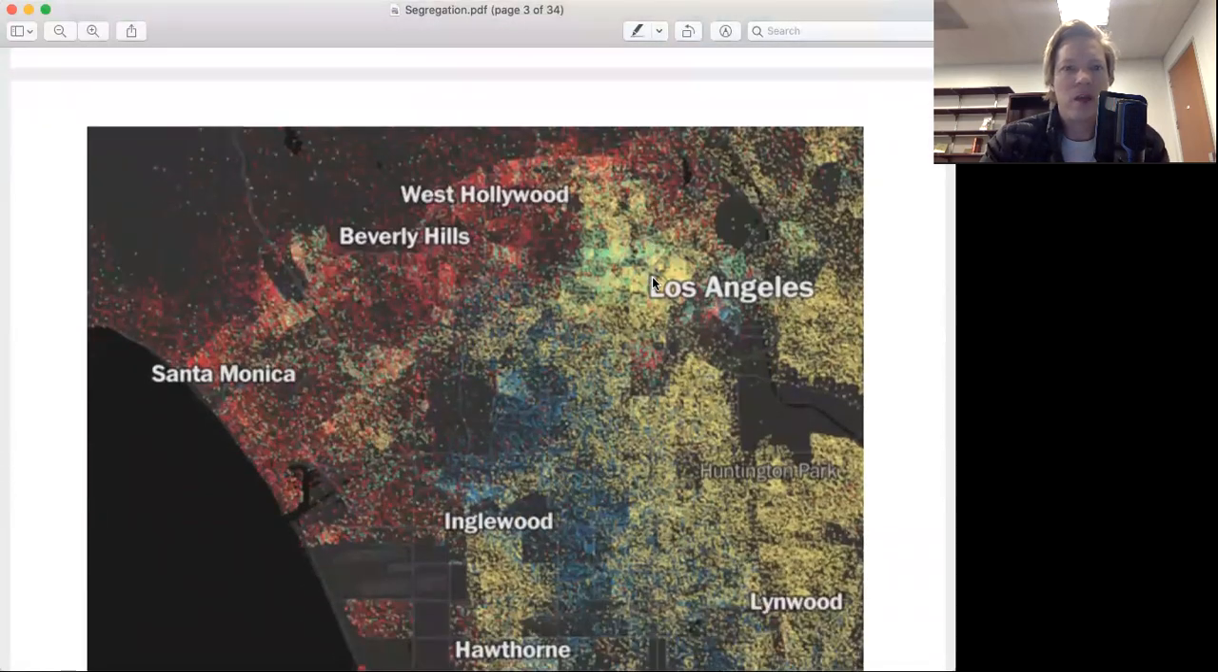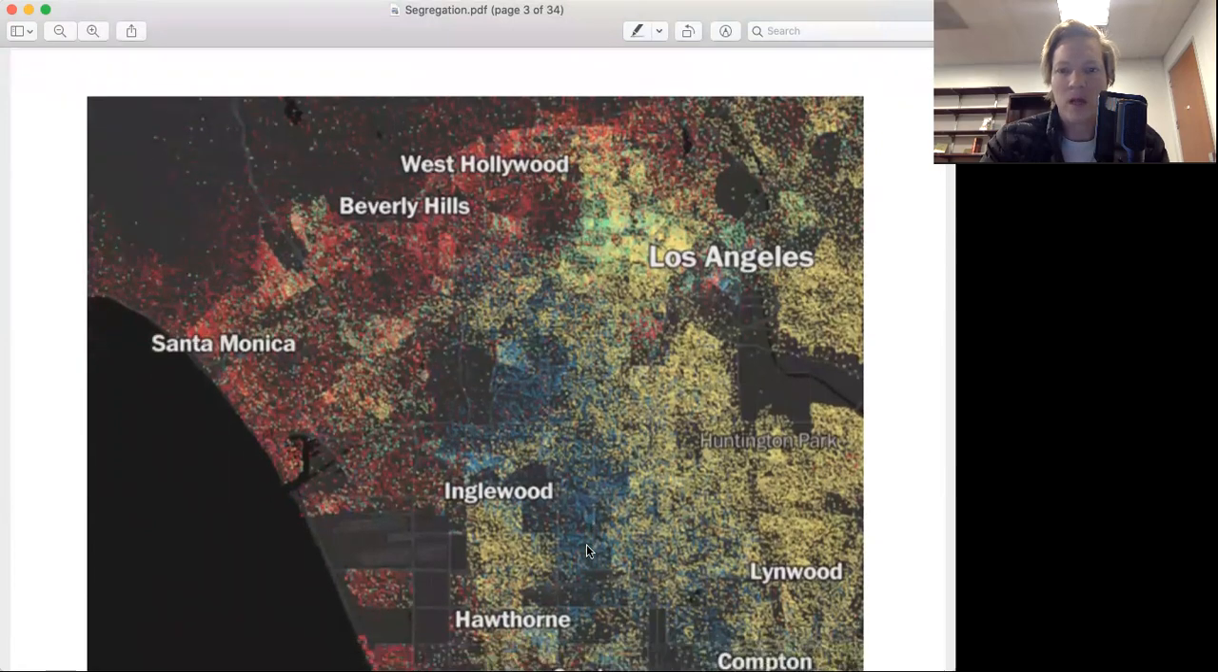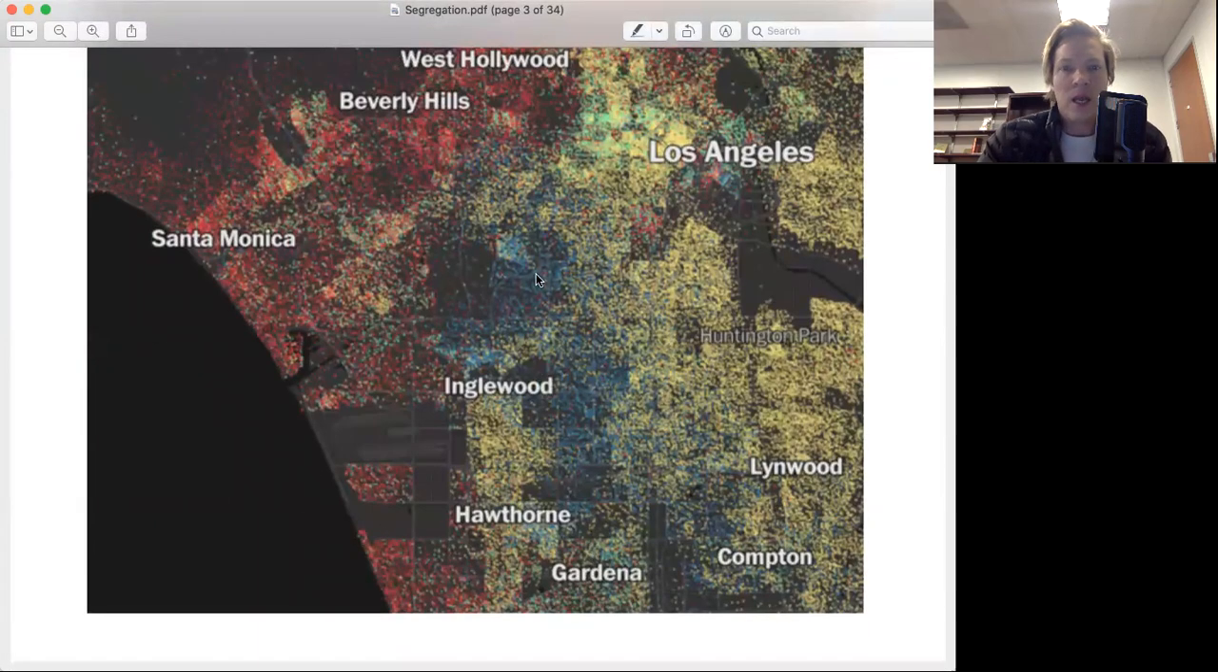So here you have a racial dot map of Los Angeles, where each dot corresponds to a racial group as defined by a government agency. I forget which government agency makes the racial groups, but it's a government agency that defines these groups. So yellow is Hispanic, blue is Black, red is White, and green is Asian. So this is what Los Angeles looks like.